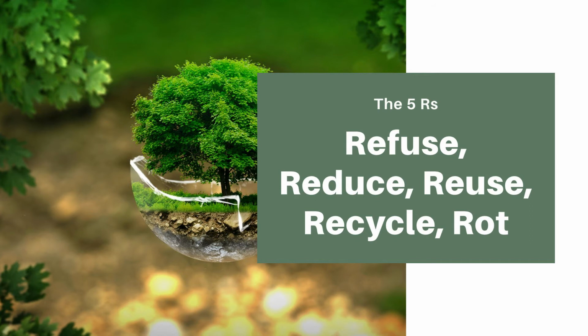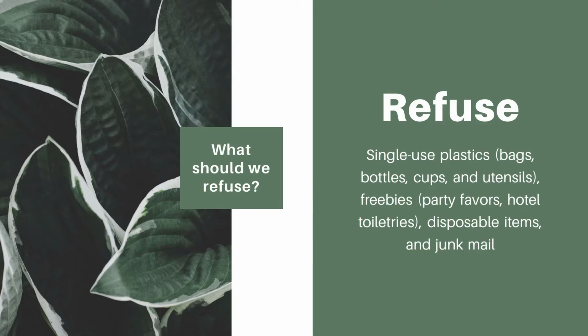Another topic that we would like to discuss are the 5 R's, which consist of refuse, reduce, reuse, recycle, and rot. So ano ba ibig sabihin ng refuse? Ano ba yung mga bagay na dapat nating i-refuse or hindi nating tanggapin? So first is yung single-use plastics such as bags, bottles, cups, and utensils.